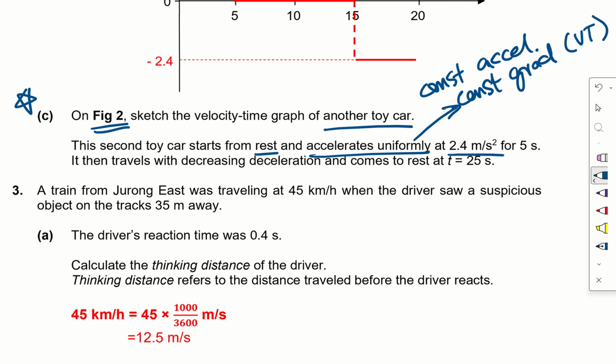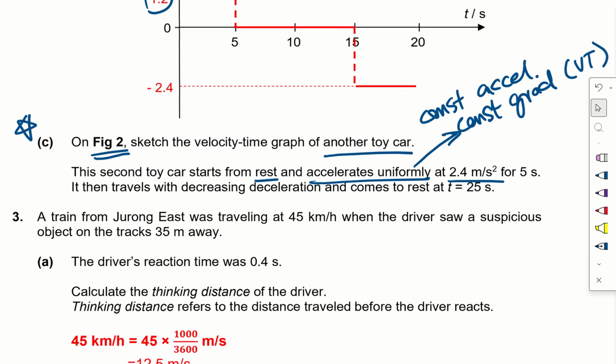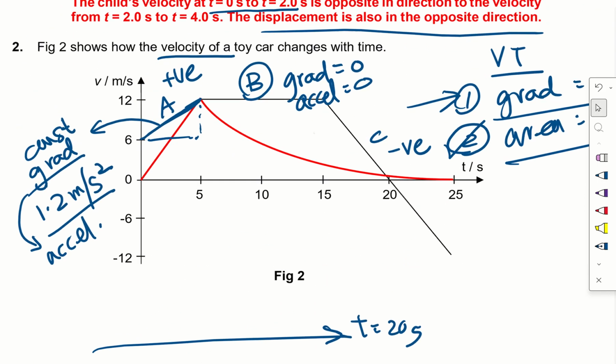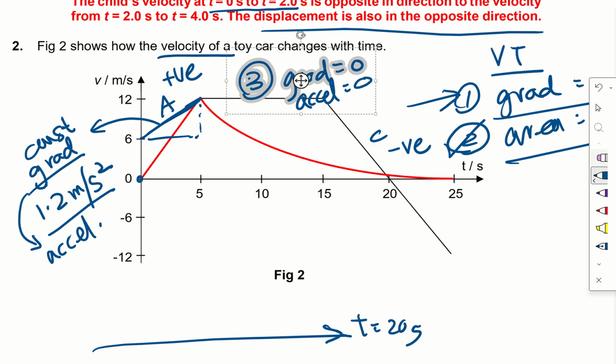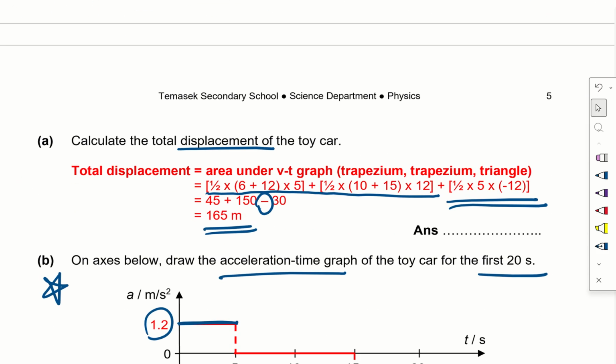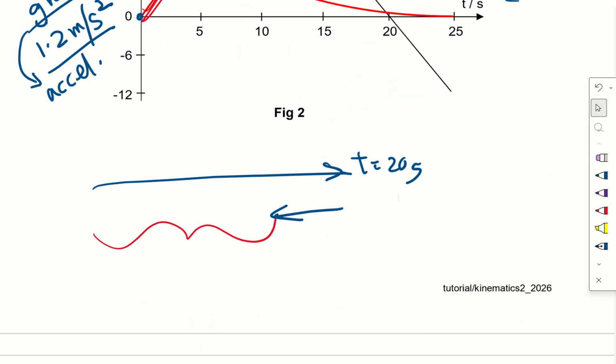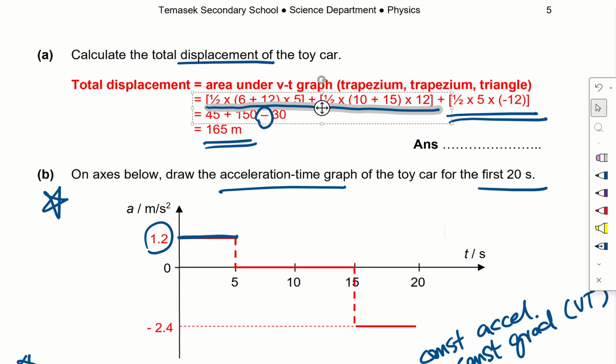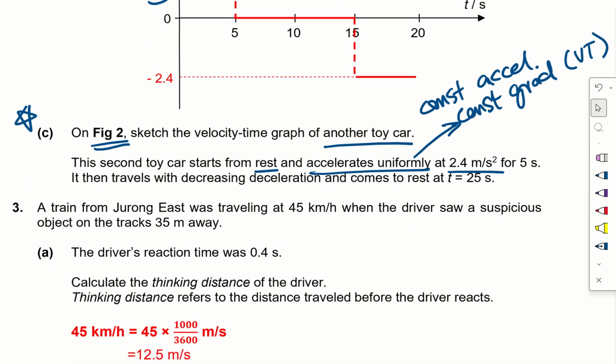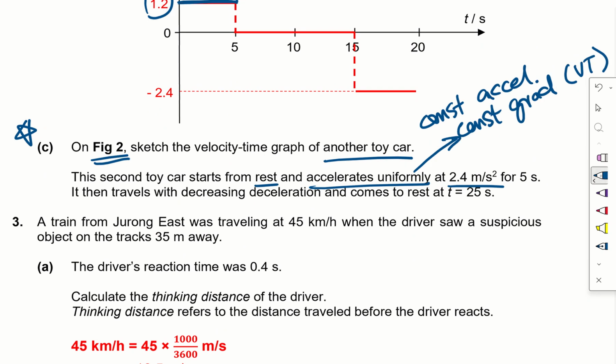And what is the value? 2.4 meter per second square for 5 seconds. That means it has double the acceleration. And it started from rest. Okay? So that's why you can work out that it is this part. Okay? So after 5 seconds, it actually reached a speed of 12 meter per second. Okay? Then next part. It then travels with decreasing deceleration. Deceleration means the velocity decreases, and therefore it comes to rest at t equals to 25 seconds.